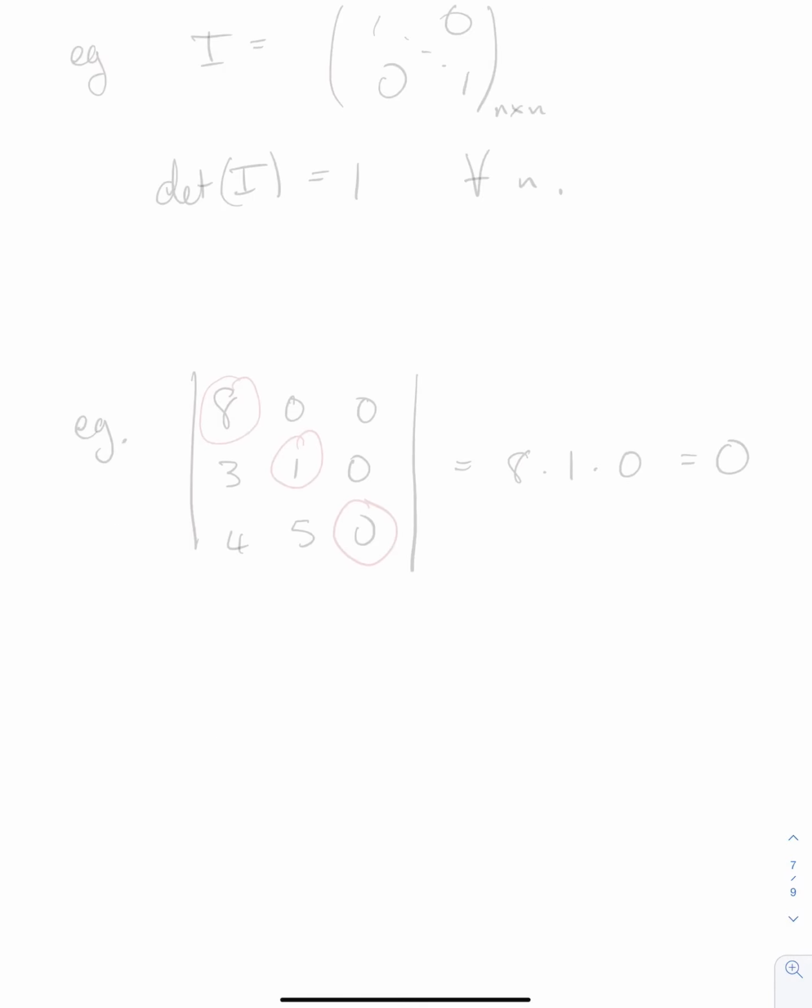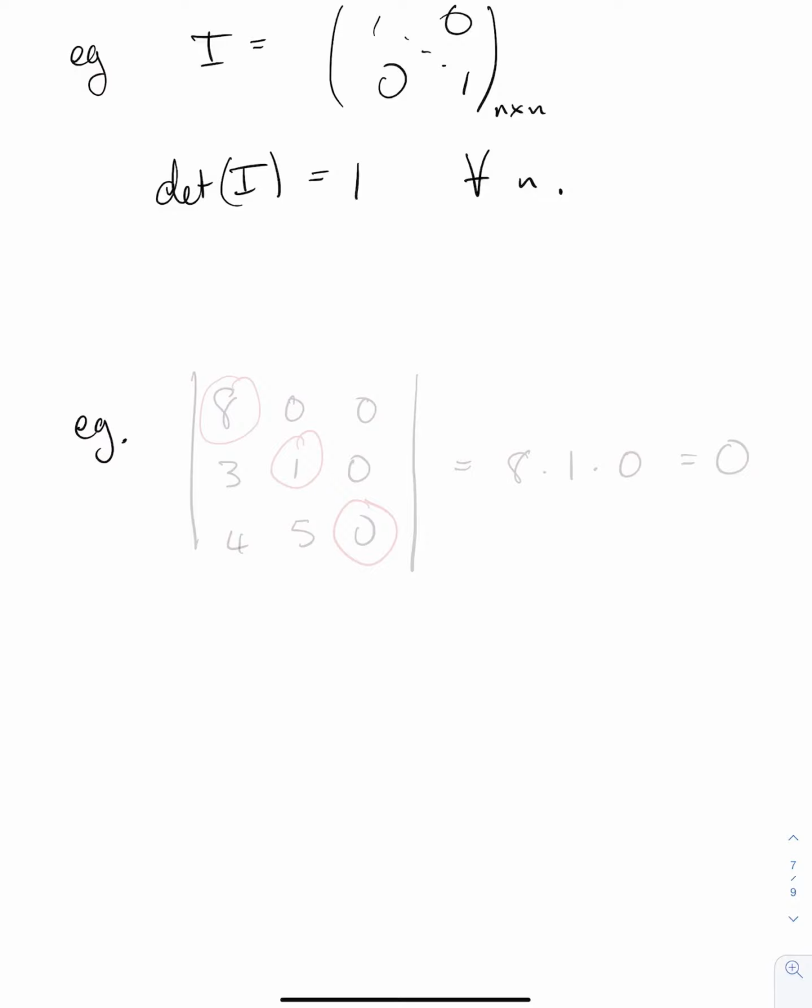Let's do some examples. Example. Let's talk about the identity matrix of any size. It's a triangular matrix. 1's down the diagonal, 0's everywhere else. So no matter what the size, by claim 11, the determinant is going to be 1.